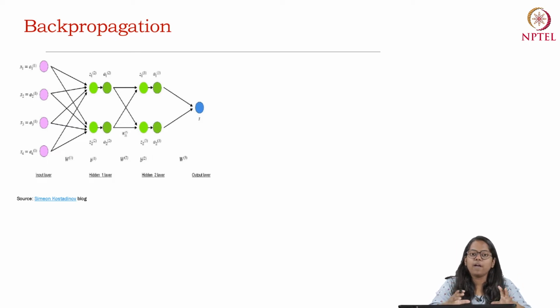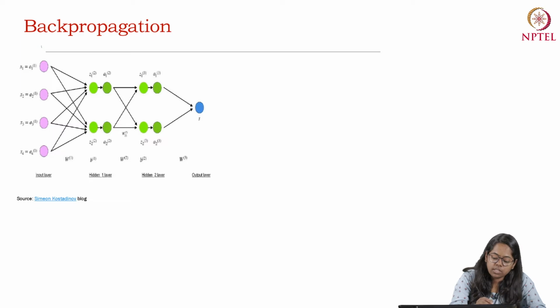Let us suppose that we have this kind of a feed-forward network with us. So basically it has 4 layers. This is the input layer, right? Then we have the first hidden layer here.